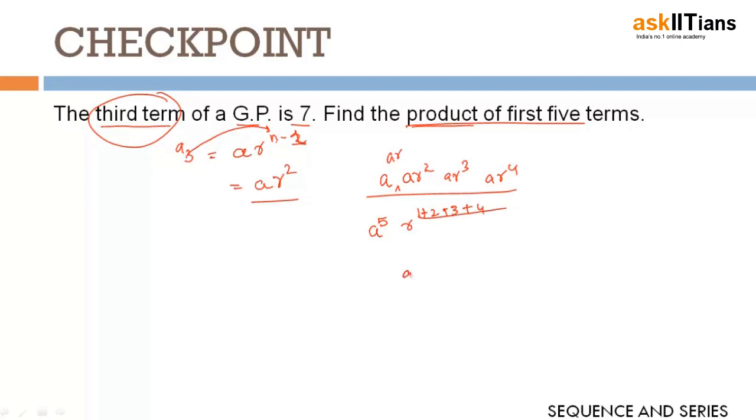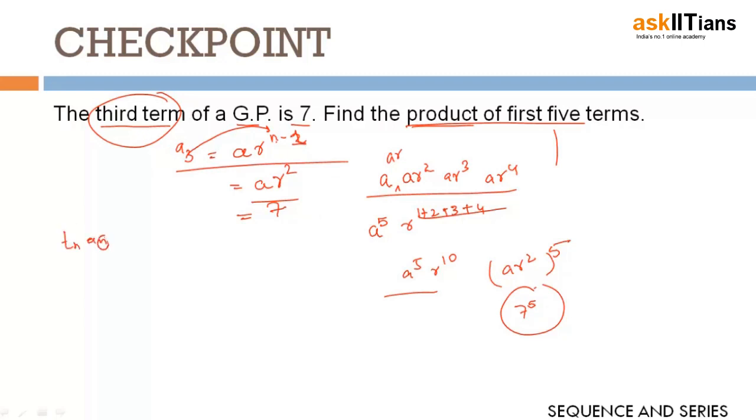So this will be 10. So a raised to power 5, r raised to power 10. So this will be (ar²) raised to power 5. So this is given to be 7. So automatically the product of these terms will become 7 raised to power 5. So the important thing to note here was that we use the general term, and when we write the general term Tn or An, according to this value of n, this expression will be defined, and for the rest, when we do the questions, we will use whatever is given in the question.